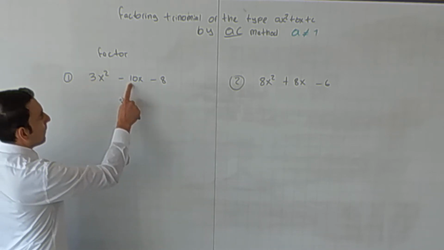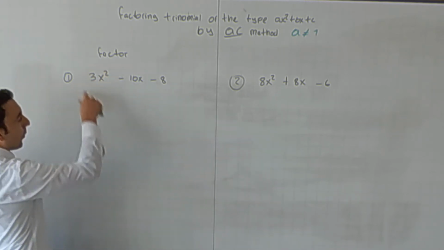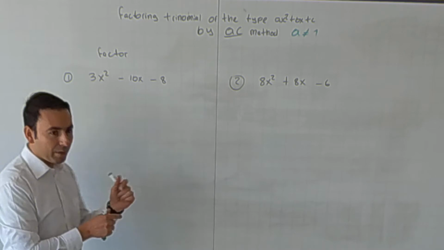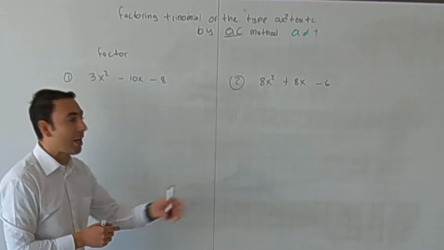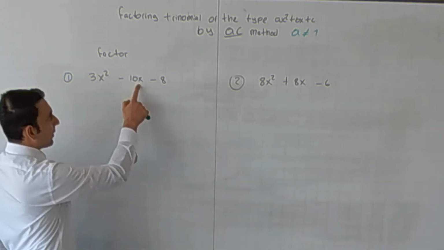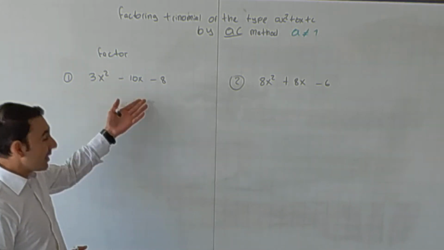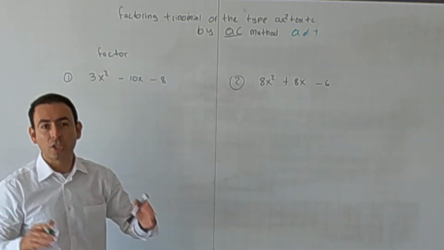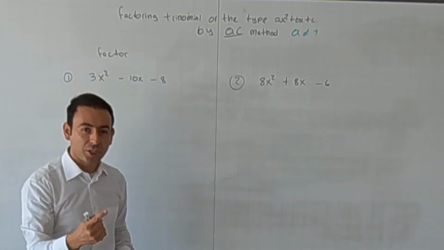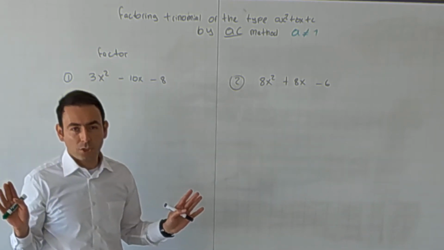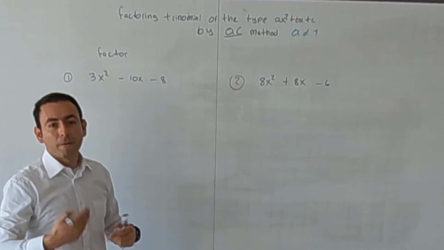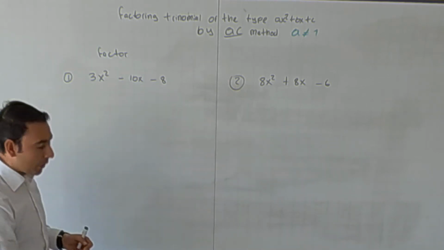Here, 3, negative 10, and negative 8. Of course, 3 is a prime number, so it's not going to be possible to find the greatest common factor for the numbers. x is here, and x is not here, so x is not a common factor. Then for this exercise, there is no greatest common factor, so we can't do the first step. But let's continue with the second one.